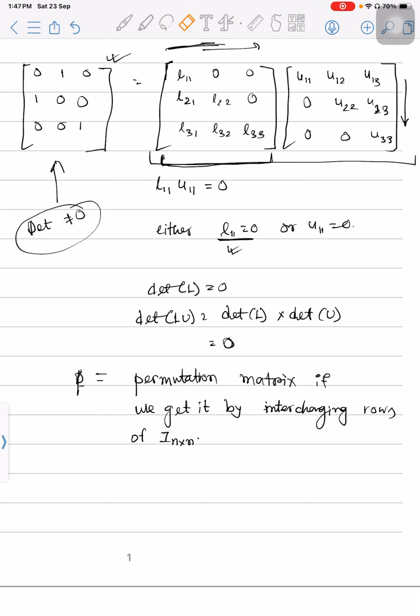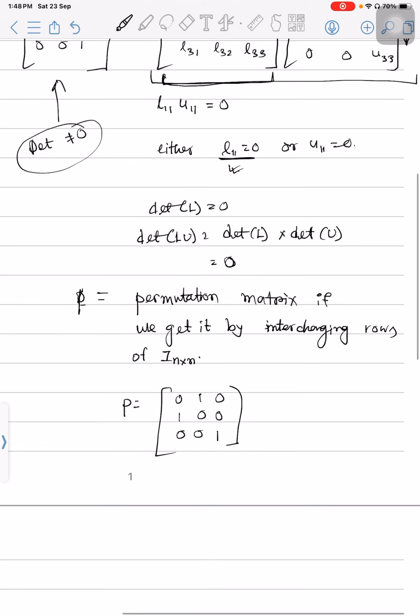So let's take the permutation matrix 0 1 0 1 0 0 0 0 1. Basically we have interchanged the second row and the first row. So if we multiply P with this matrix A, you shall get the identity matrix back, right?